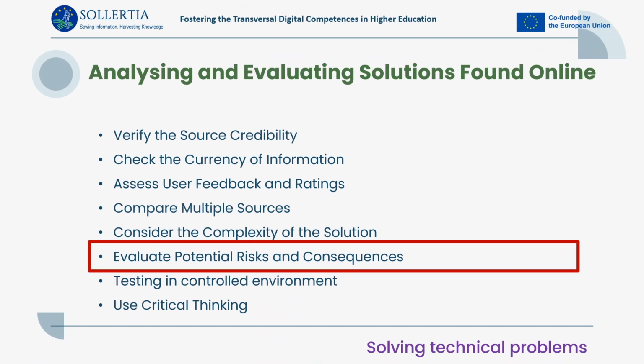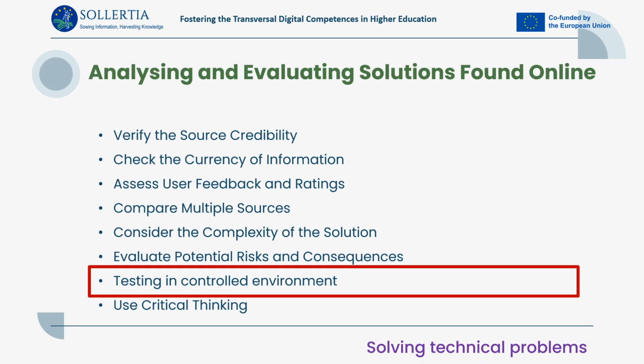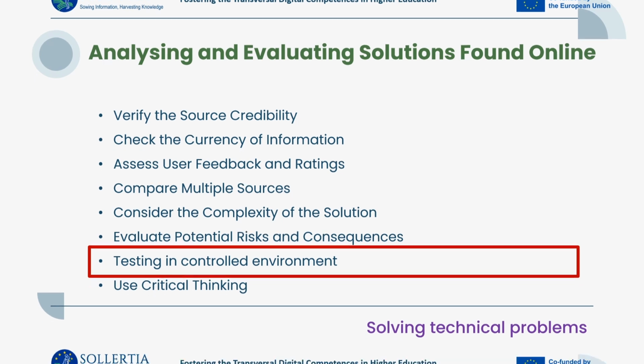Evaluate potential risks and consequences. Consider the potential risks and consequences of implementing each solution. Avoid solutions that may cause more harm than good or compromise the integrity of your system. When possible, test in a controlled environment before applying them to your primary system. This approach allows you to assess their effectiveness and safety without risking critical data or operations.